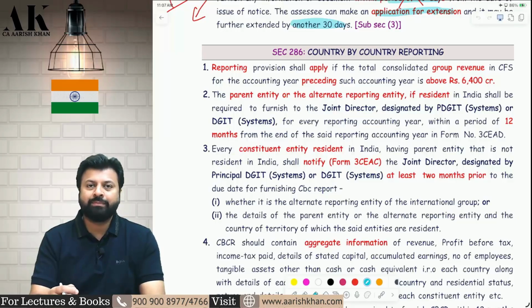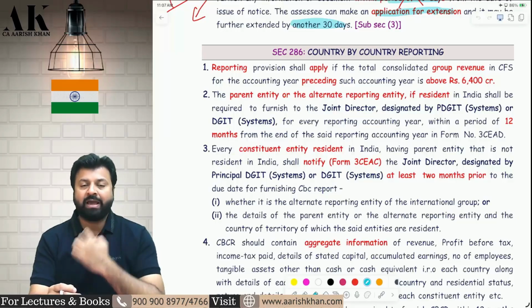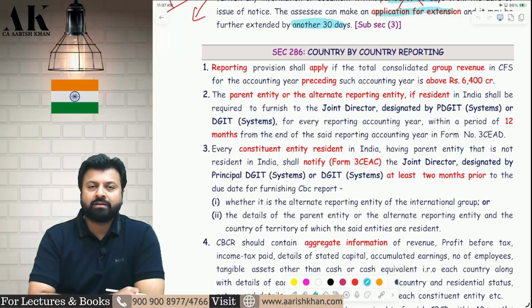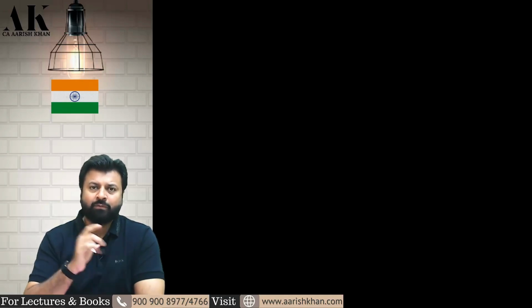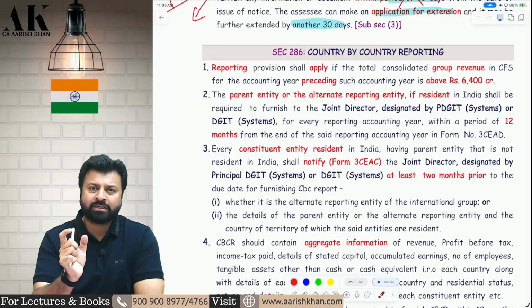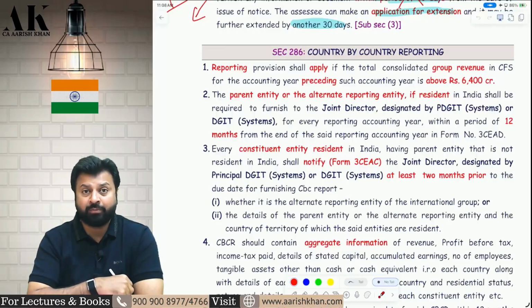That is OECD Base Erosion and Profit Shifting Program Action Plan 13. Now what does Action Plan 13 say? Action Plan 13 says that you have to re-examine your transfer pricing documentation. Action Plan 13 recommends that you re-examine all your transfer pricing documentation into three parts: one into local file, another into master file, and third into country by country reporting.